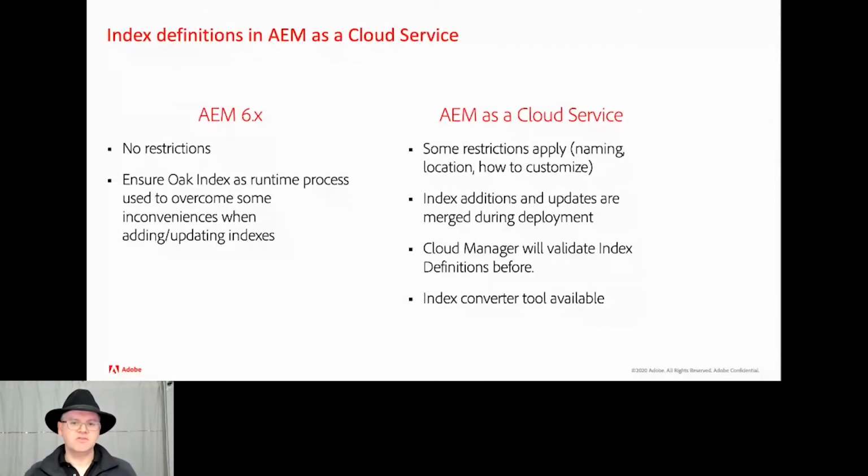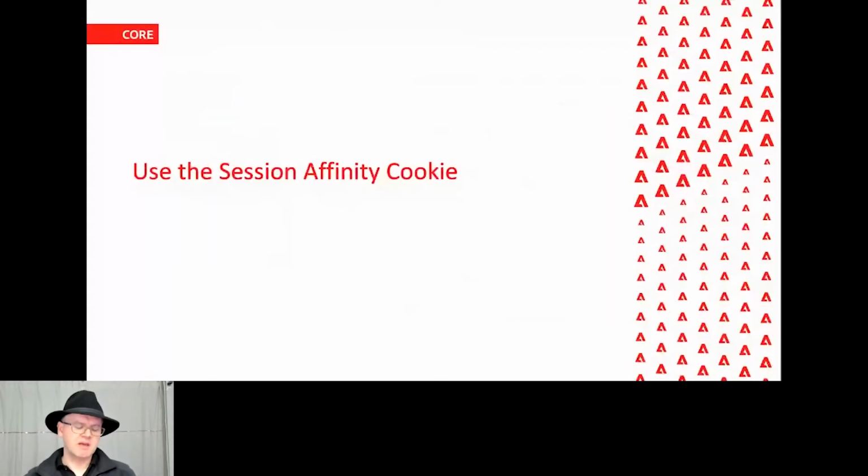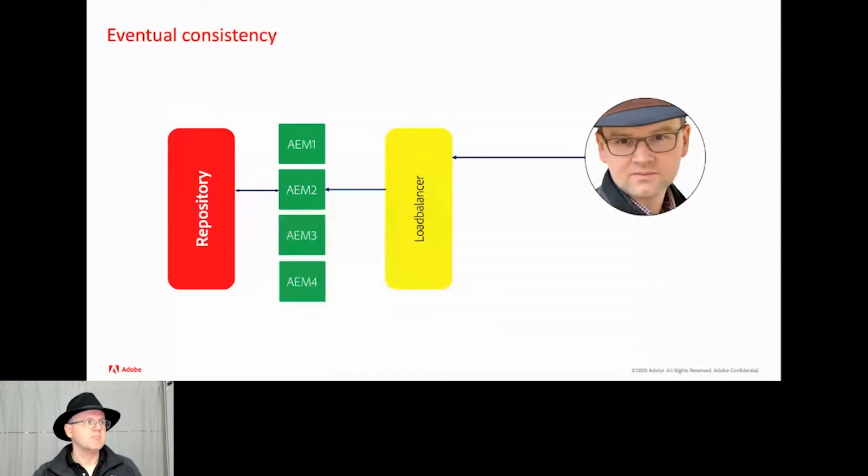So the next thing is the session affinity cookie. I'm not sure if you've ever heard this, but maybe you are familiar with the term session stickiness, which is pretty much the same thing. So basically, when we come to our AEM instance, mostly the author instance, we go through a load balancer, and then the load balancer sends us to some more or less random AEM instance, and then we do our operation on the repository. The problem now is that the whole thing is eventually consistent.